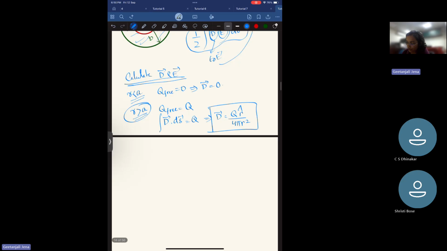Okay. Now for E, this is the same, you need to take E dot dS is Q enclosed by epsilon naught.